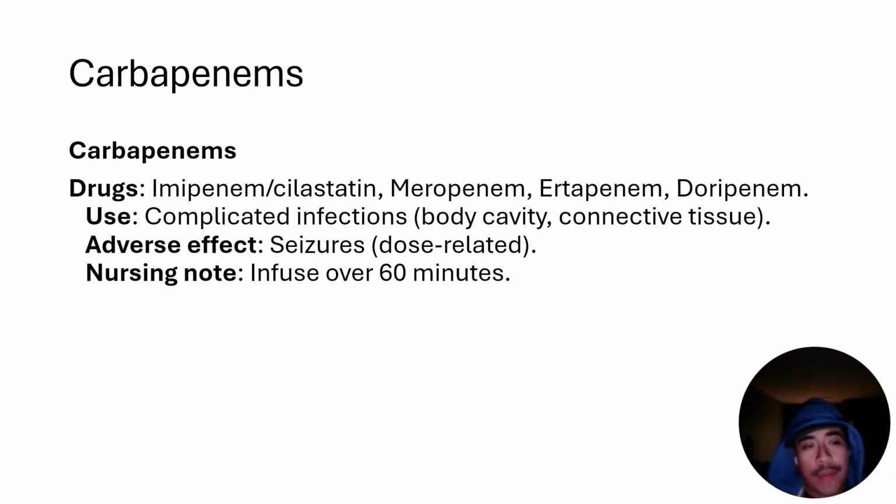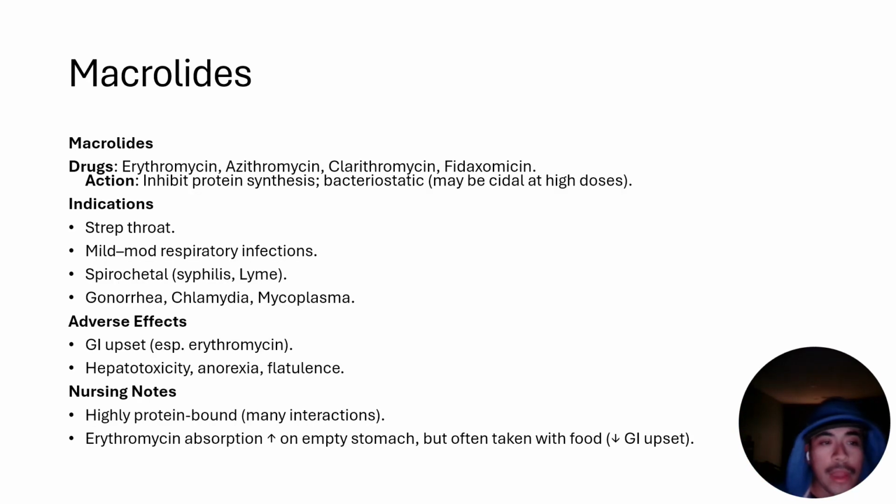Anyways, carbapenems. Personally, I think the most important thing is seizures, dosage related. Pay attention to that. And infused over 60 minutes, and it is used for cavity and connective tissue infections. And there are some listed on there. Do I have anything on this side of my notes? Nope. Next is macrolides.